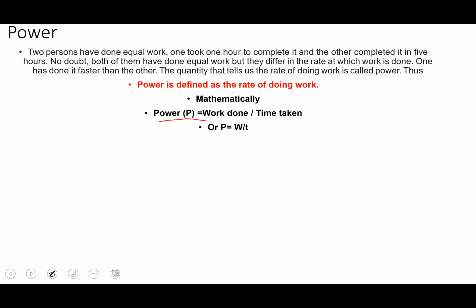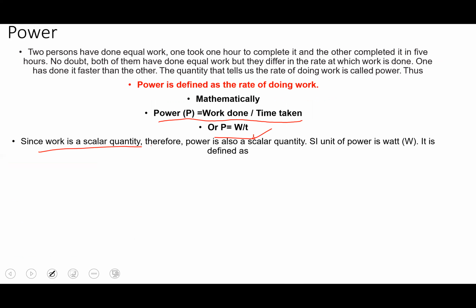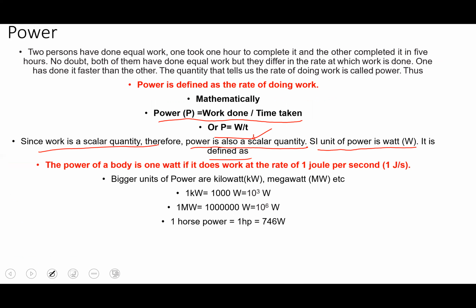Mathematically, power is equal to work done divided by time taken, or we can say mathematically P is equal to W over T. Since work is a scalar quantity, therefore power is also a scalar quantity. The SI unit of power is the watt. It is defined as: the power of a body is 1 watt if it does work at the rate of 1 joule per second, or 1 J/s.